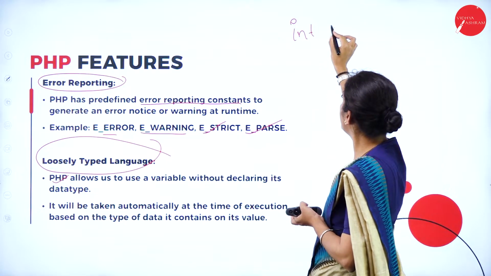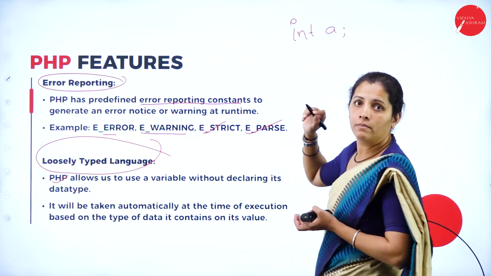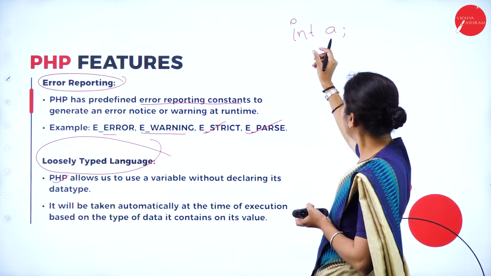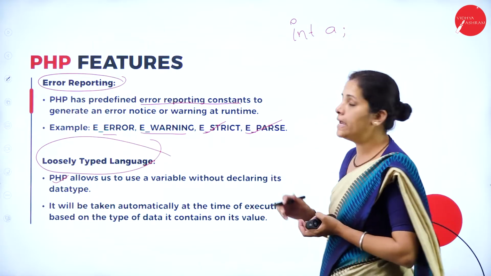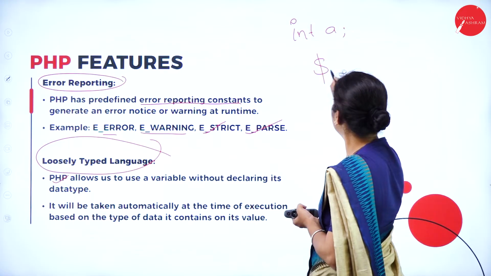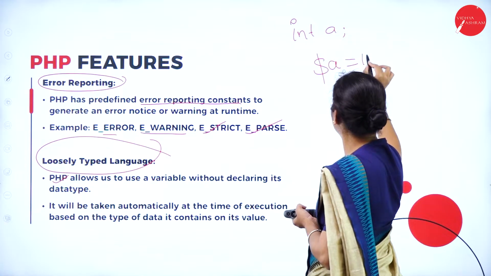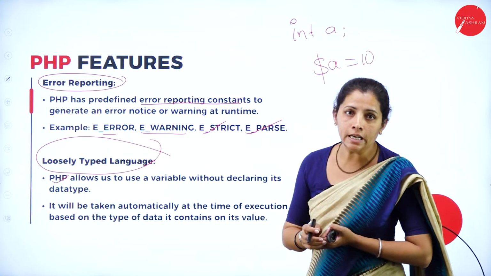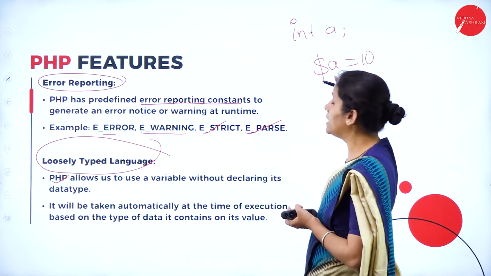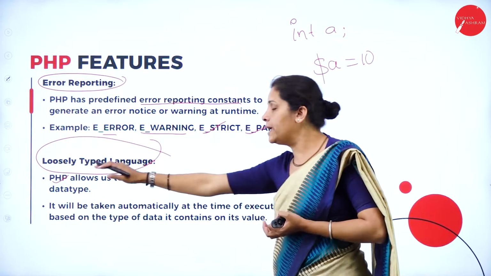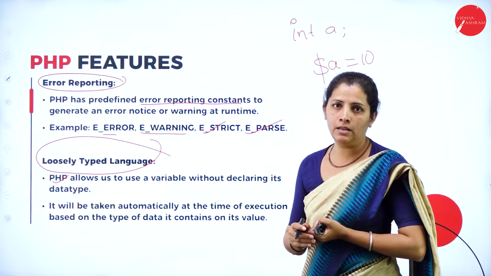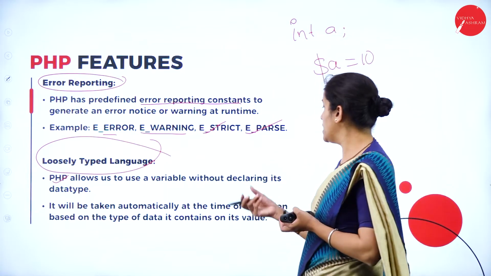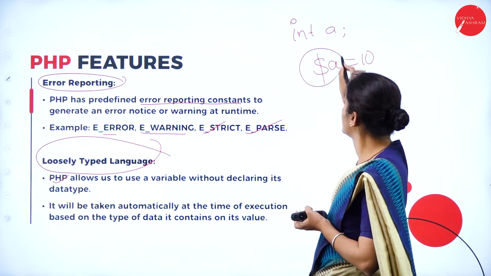int a. So I'm defining a of the type integer. But if I consider PHP, I'll write a equal to 10. So automatically the type of the data is defined. So PHP allows us to use a variable without declaring the data type.